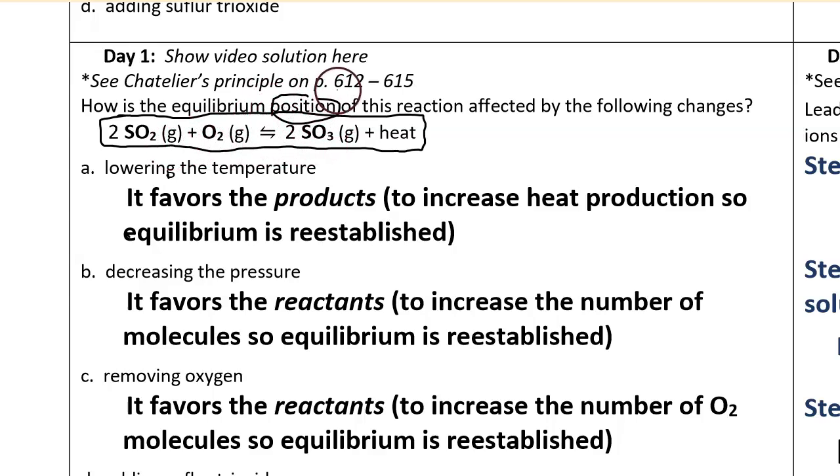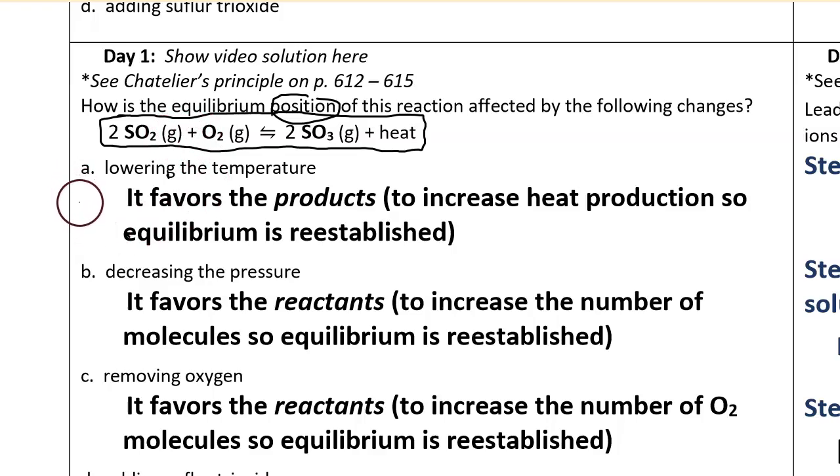Equilibrium position is referring to the concentrations, or another way to think of it, the amounts of the substances that are involved when the reaction is in equilibrium. When something about this system is changed, that will affect the equilibrium position, causing the forward reaction to occur at a faster rate, or perhaps causing the reverse reaction to occur at a faster rate.